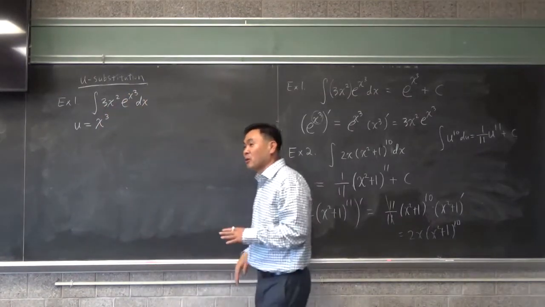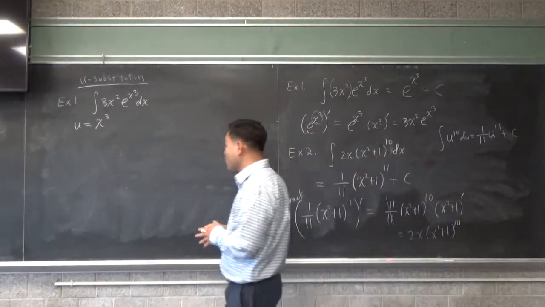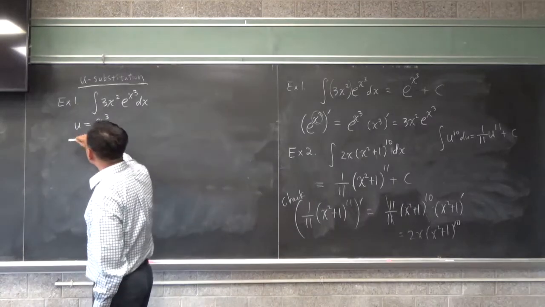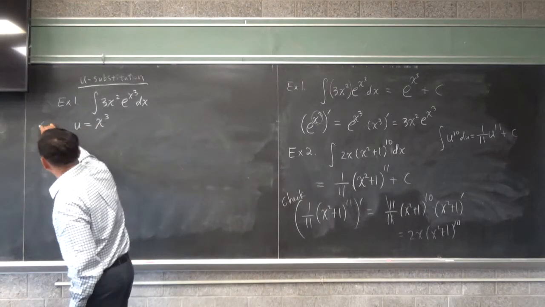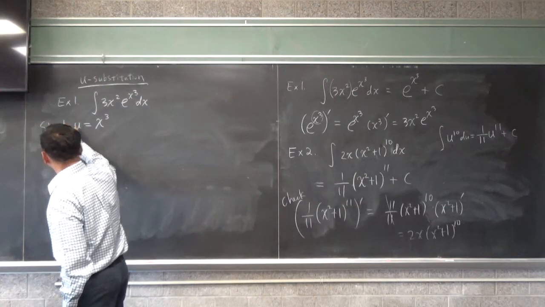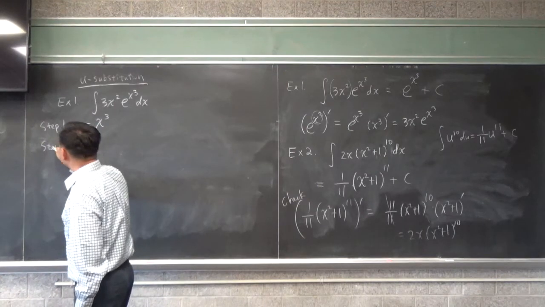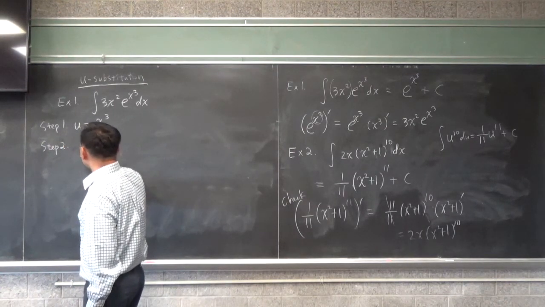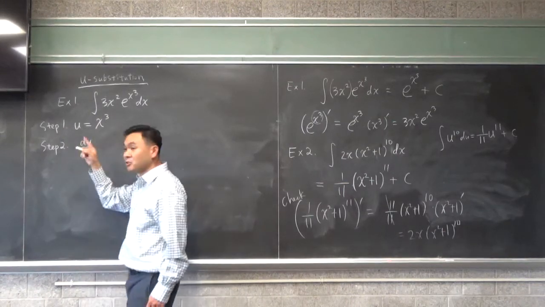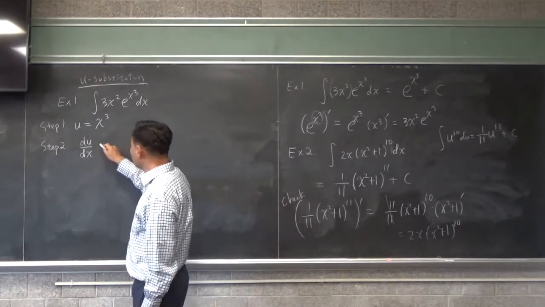It may happen that way, but in a lot of cases you can just make a judgment, right? Okay, so once you have that, what you want to do is, I would call this step 1: set u as something. And then step 2, you differentiate, and you want to use the Leibniz notation. Rather than saying u prime, you want to say du over dx, because that's actually pretty important.